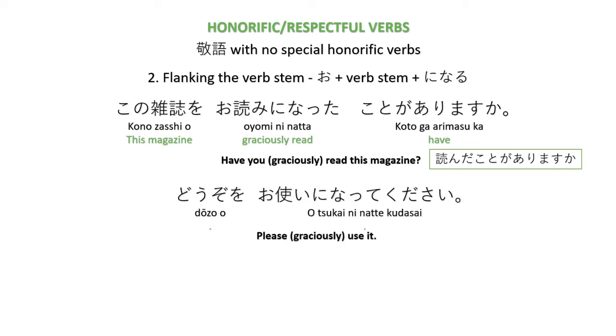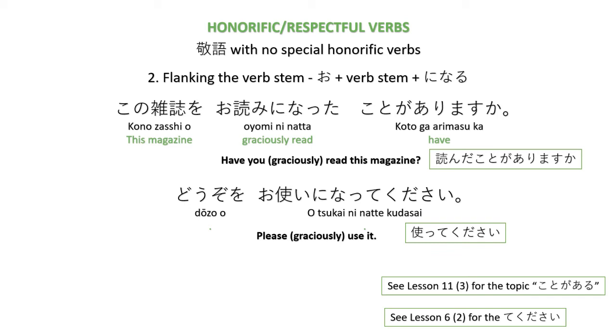Dozo o tsukai ni natte kudasai. Ni natte is the te form of ninaru. Please graciously use it. When we address the teacher or somebody of higher status that we respect, we use o tsukai ni natte kudasai. We can use dozo tsukatte kudasai. That's also acceptable; that is the polite form. Okay, so see lesson 11, part 3 for the topic koto ga aru, and for te kudasai, please see lesson 6, part 2.